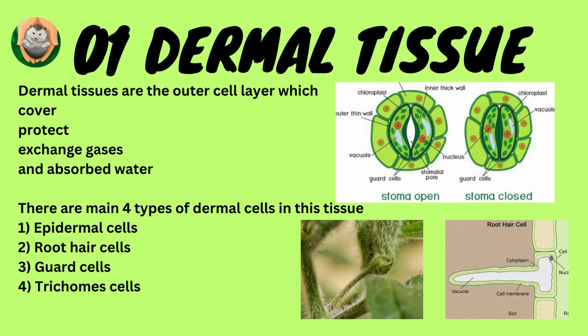First, let's learn what dermal tissue is. Dermal tissues are the outer cell layer of the plant. It covers the entire plant. Not only does it cover the plant, it also protects it, helps to exchange gases, and helps to absorb water. There are four main types of dermal cells in tissues. Those are epidermal cells, root hair cells, guard cells, and trichome cells.